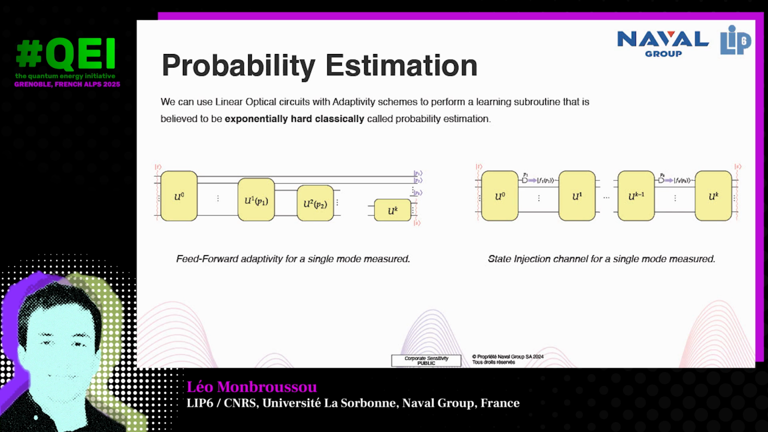And one of them is probability estimation. So it's known from a paper from Ulysse Chabaud that if you try to know the probability of measuring an output state S from an input state T, it is believed to be exponentially hard. Okay, exponentially hard in some cases. And so it could be a very hard task to do using feed-forward adaptivity, and you can do exactly the same with state injection. So you can say, okay, if I want to know the probability of measuring a state S from a state T, knowing the measurement outcome, it could be very hard.